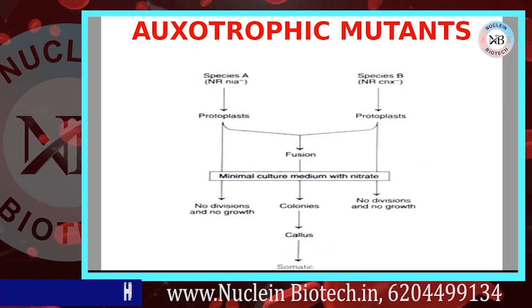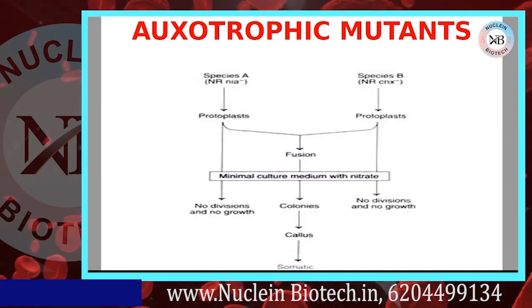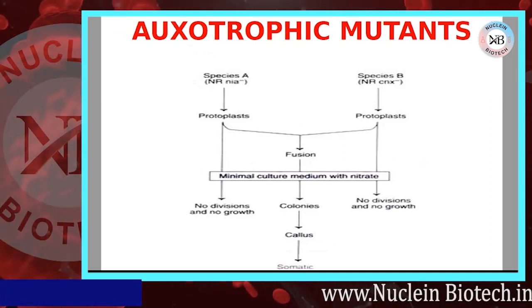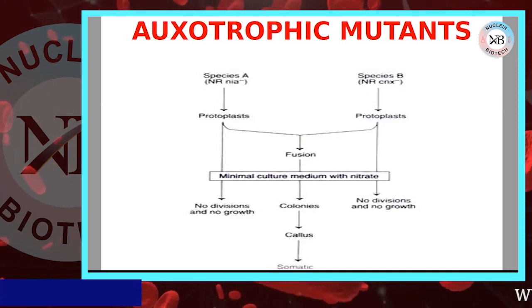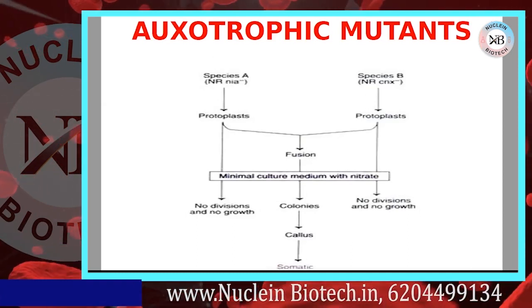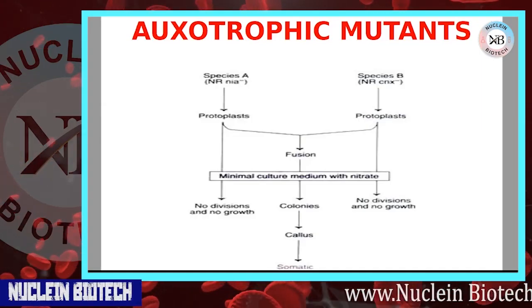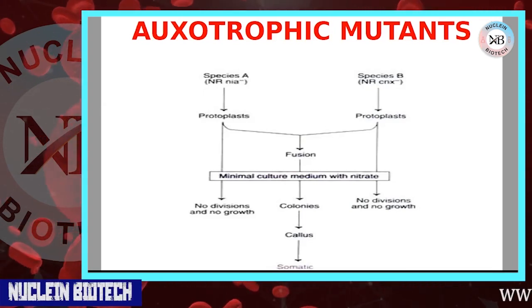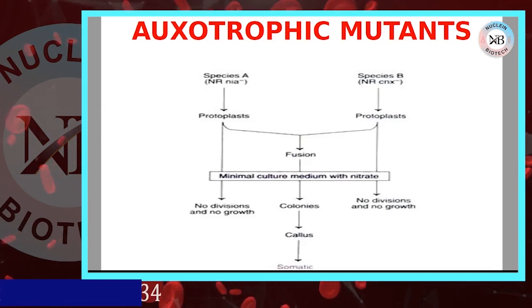Take two species of nitrate reductase deficiency, in which one is due to lack of apoenzyme, the NIA type mutant, and the other is due to lack of molybdenum cofactor, that is the CNX type mutant. So the parental protoplasts cannot grow on nitrate medium while the hybrid can grow.